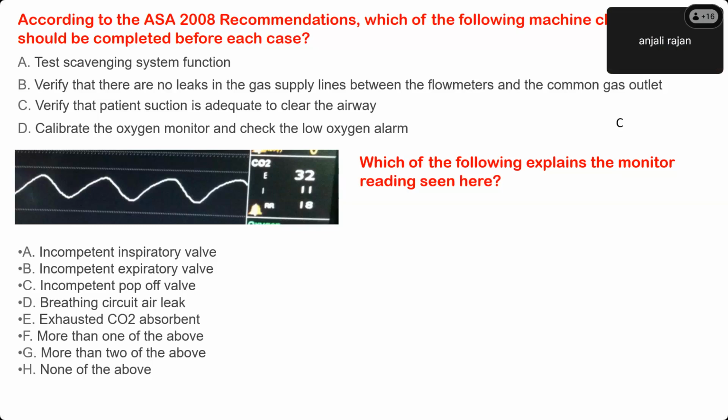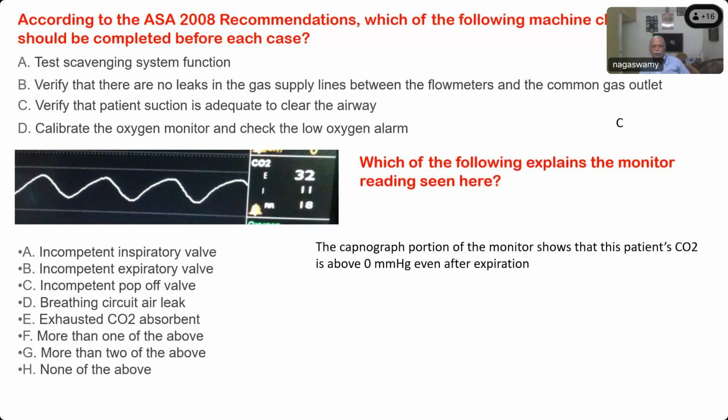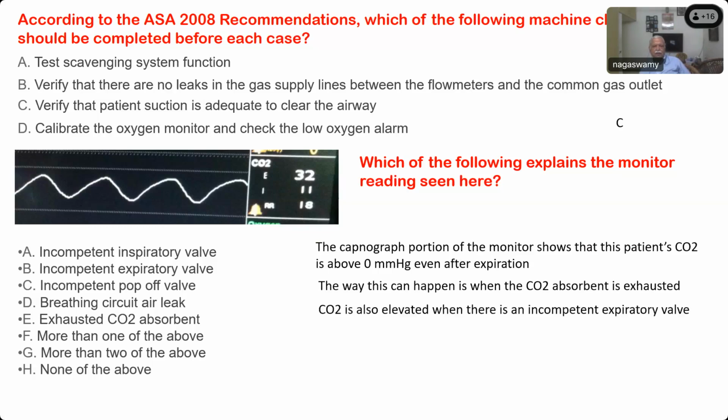So what are the more than one of the above? Incompetent pop-off valve and exhausted CO2. Exhausted carbon dioxide absorbent. Fantastic. The capnograph portion of the monitor shows that the patient's carbon dioxide is above 0 millimeters even after expiration. And the way this happens is when the carbon dioxide absorbent is exhausted. CO2 is also elevated when there is an incompetent expiratory valve. So the correct answer is more than one of the above.